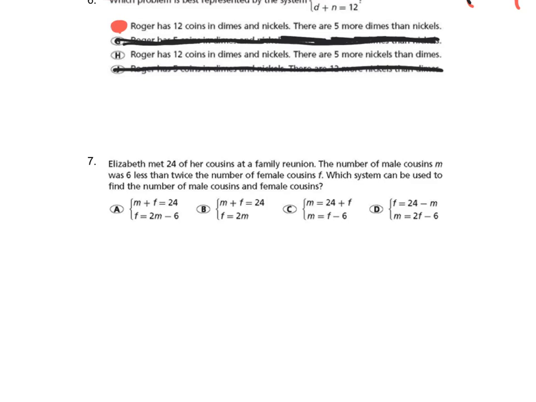Here's what I know, and this question is really hard. How many total cousins were there? 24. So M plus F has to equal 24, right? Now, the other thing they tell us is that the number of male cousins was 6 less than twice the number of females. So we know M is equal to 2 times F minus 6. Now, if you look up there, these two options are not shown as is. Correct?